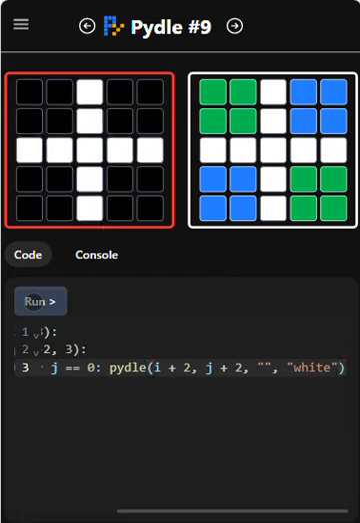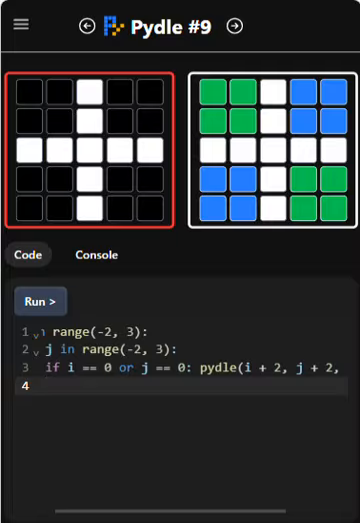Okay, and that works. Now you can see the quadrants are either blue or green. What we can immediately see is if i times j is positive, then it's blue. So in that quadrant, i is positive, j is positive. In that quadrant, i is negative, j is negative.